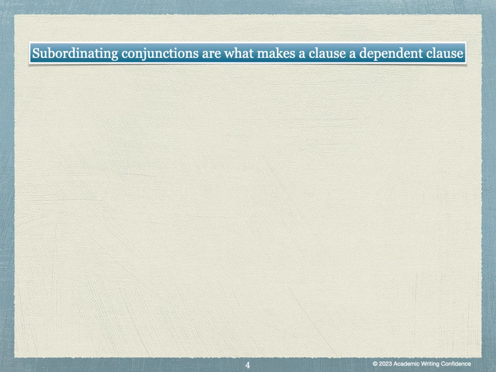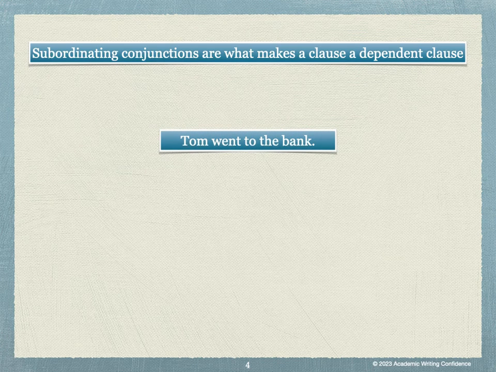Subordinating conjunctions are what makes a clause a dependent clause. Let me explain. Tom went to the bank. This is a simple sentence with a subject and a verb, making it a complete sentence. This is called an independent clause.